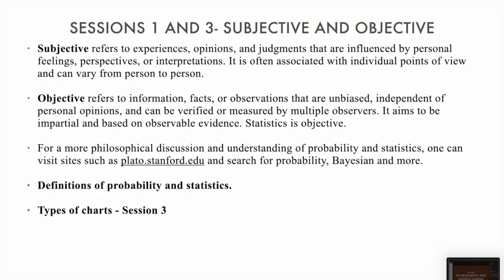Statistics is objective, but subjective opinions come into the picture based on the probability. If the probability value is, say, 75% or so, expert opinion comes into the picture. In that case, the subjective opinions definitely matter. So there are more philosophical discussions and understandings of probability and statistics. For that, we can refer to the Stanford Encyclopedia of Philosophy website, plato.stanford.edu, and search for terms like probability, Bayesian, and more.